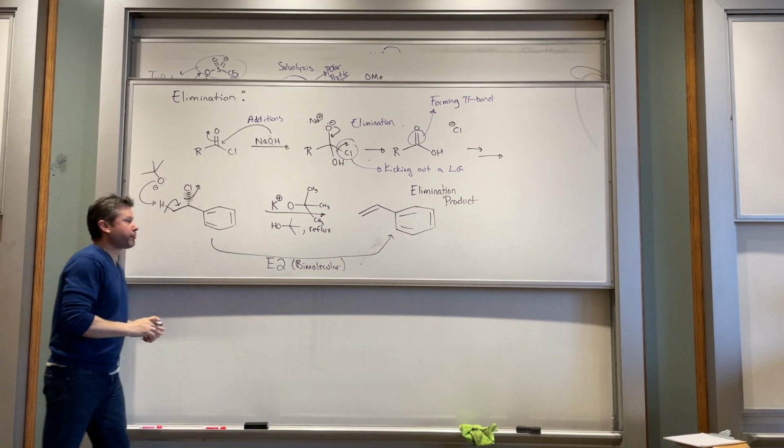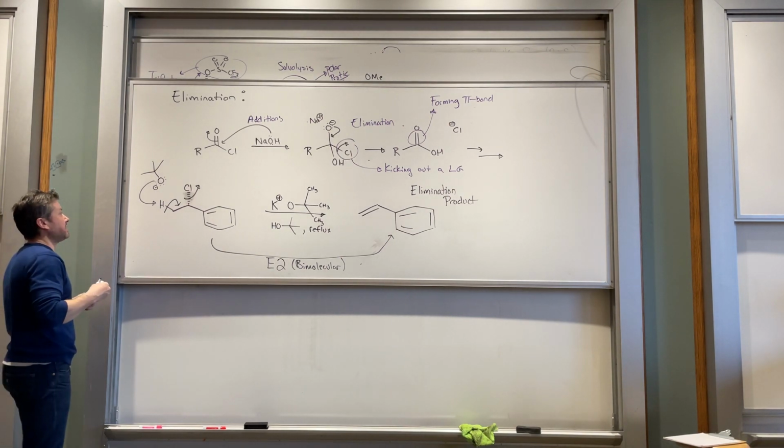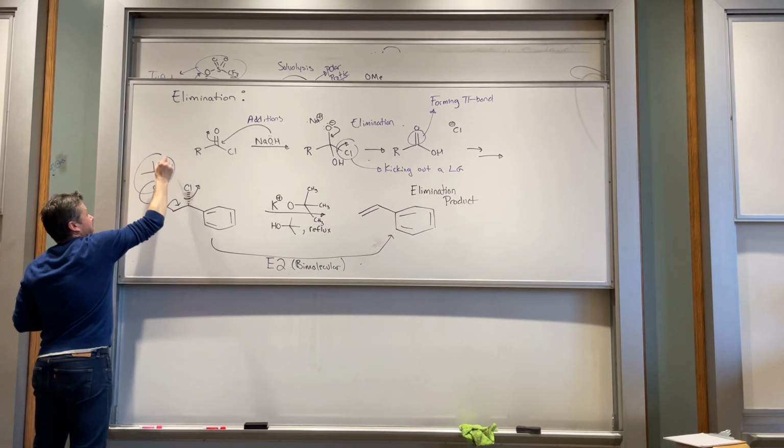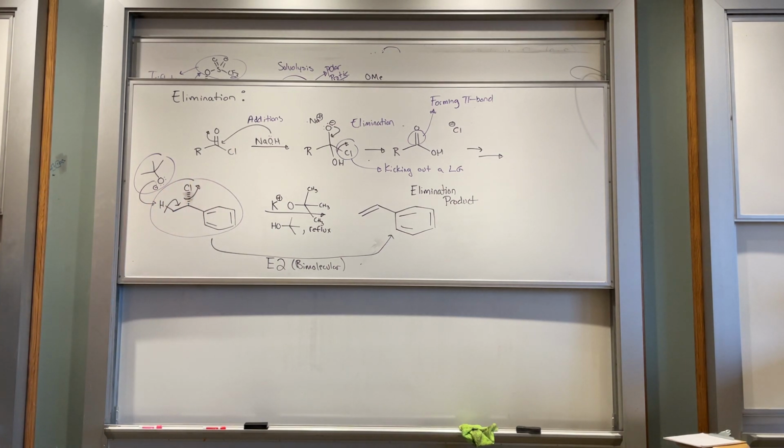Okay, and this is happening through an E2 bimolecular elimination, right? So you can see that the base and the electrophile or acid are interacting in one step. So we need both of those things in there in order for this reaction to take place. Questions about this? Joey?